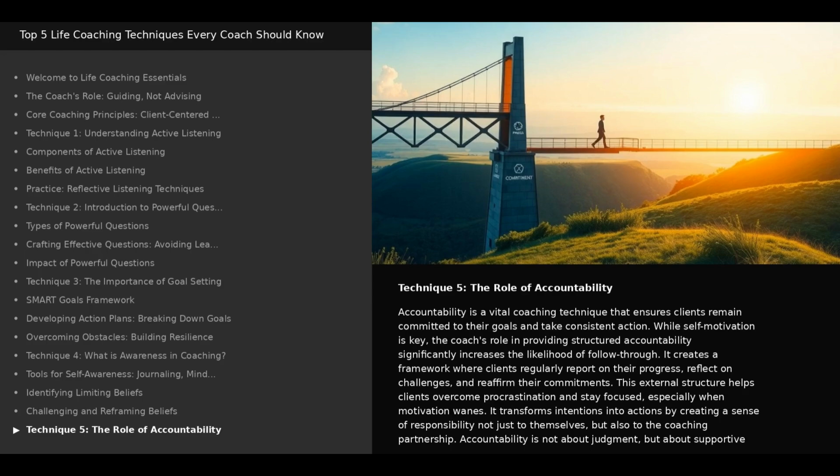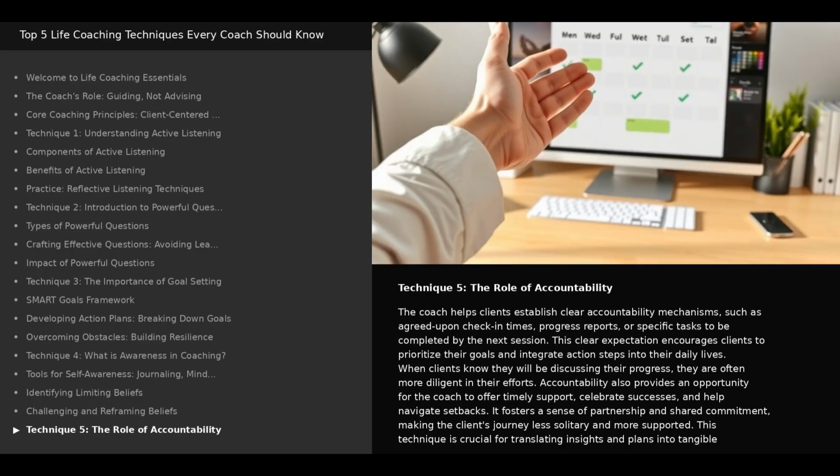It transforms intentions into actions by creating a sense of responsibility not just to themselves, but also to the coaching partnership. Accountability is not about judgment, but about supportive tracking and encouragement. The coach helps clients establish clear accountability mechanisms, such as agreed-upon check-in times, progress reports, or specific tasks to be completed by the next session.